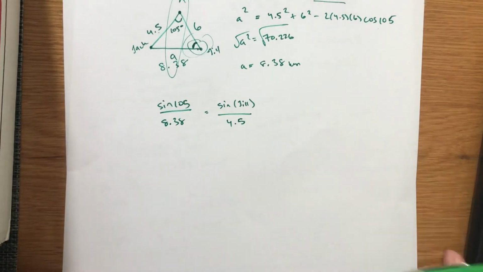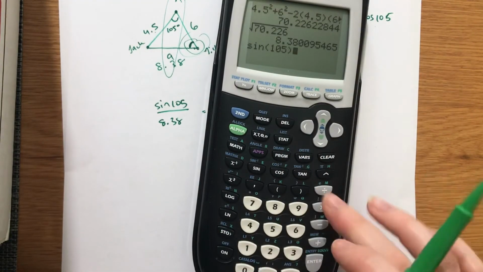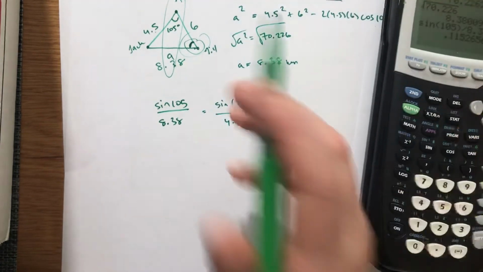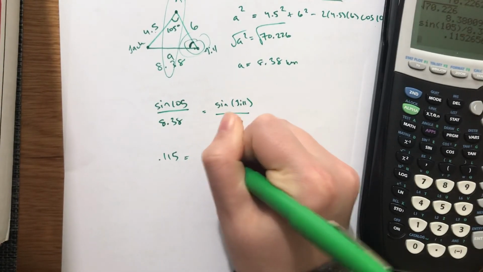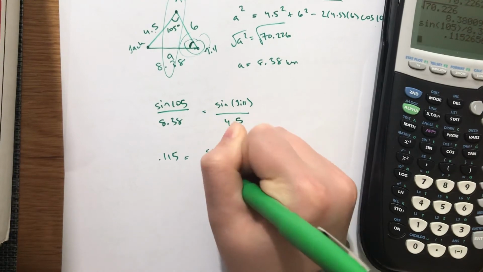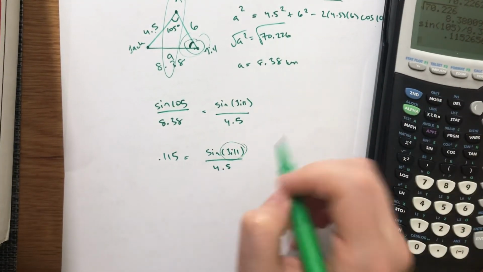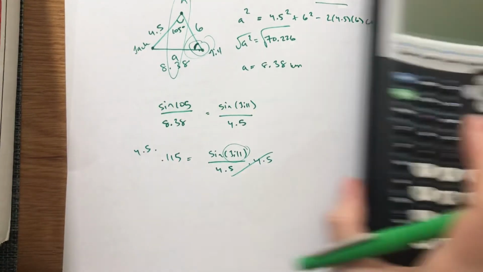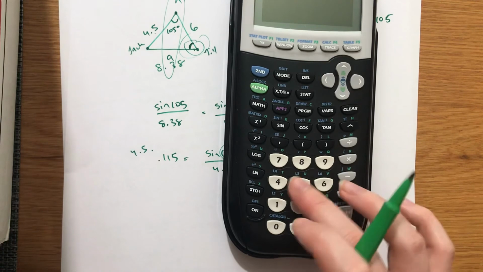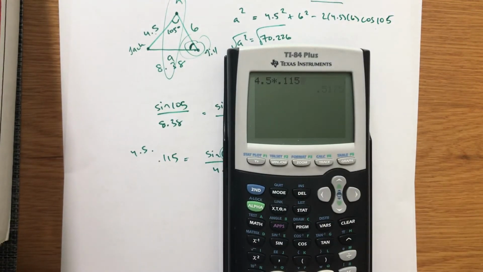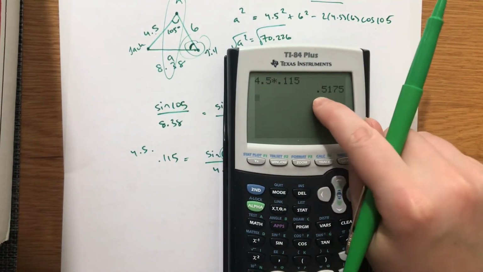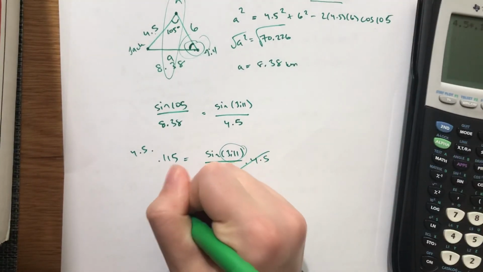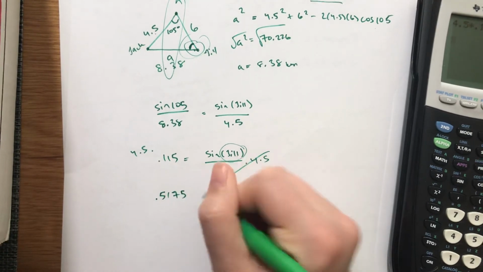So let's find sine 105 divided by 8.38, 0.115 equals sine of Jill over 4.5. You know, we're trying to get this by itself, the angle of Jill. So multiply both sides by 4.5. So 4.5 times 0.115 is 0.5175. I usually round 3 places, but we'll keep it accurate. 0.5175. It ended up pretty nice.